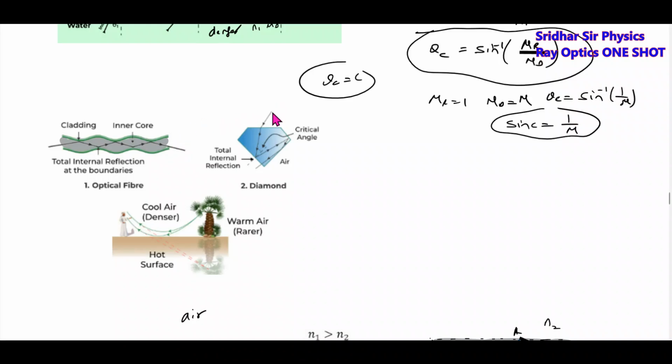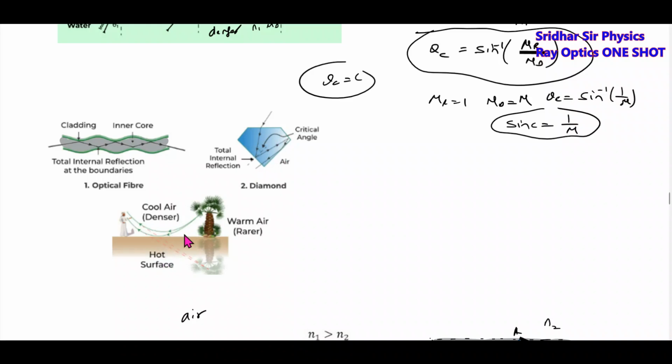Then here, the ray of light is incident, will undergo refraction, and will undergo TIR here. Again the ray of light will undergo TIR, again TIR, and will emerge out. This is what happens in the diamond.